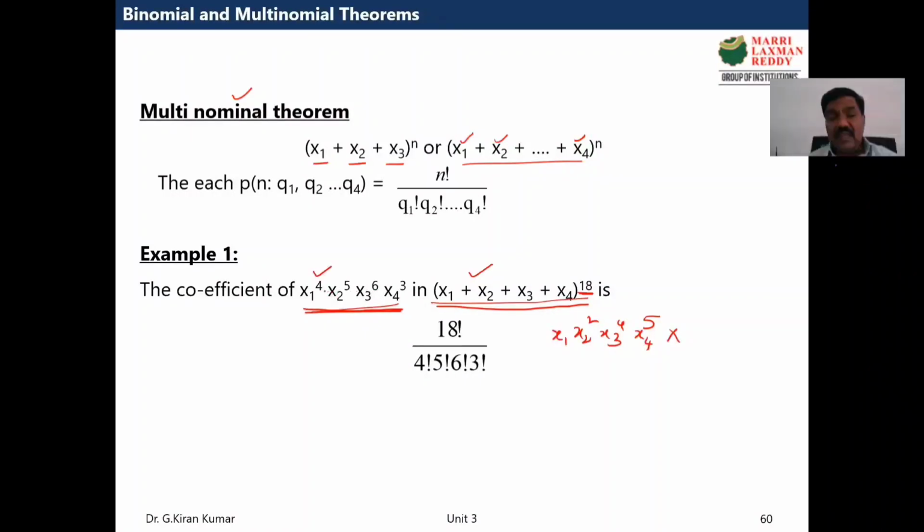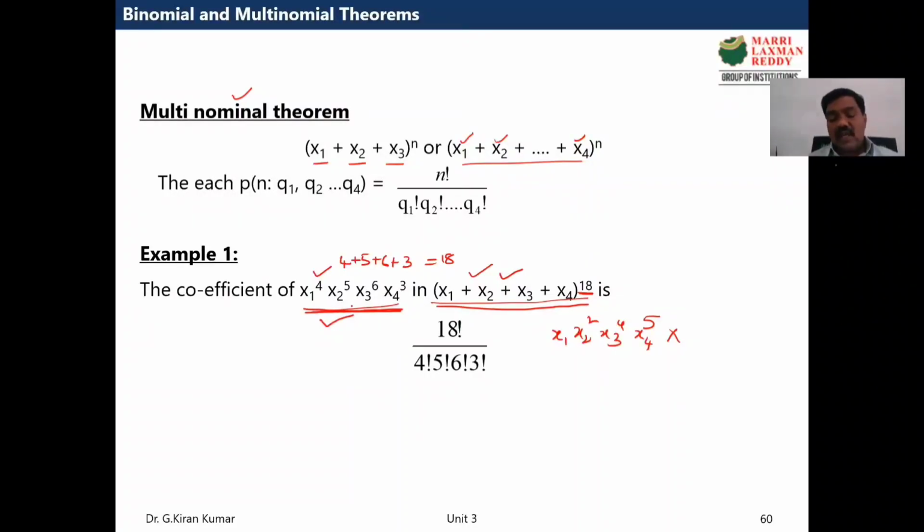Because as you said rightly, if you take the sum of the powers of these variables, that is 4 plus 5 plus 6 plus 3, the sum is 18. So therefore, definitely this term will be there in the multinomial expansion of this expression. You got my point? Once you confirm this term will be there, how do you find the coefficient of this? This is quite simple.